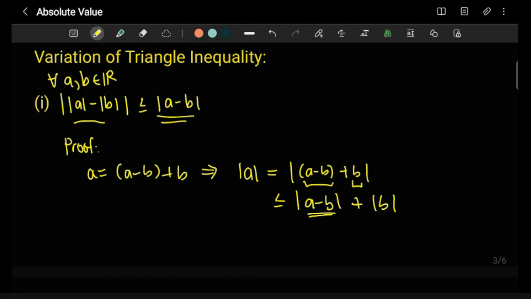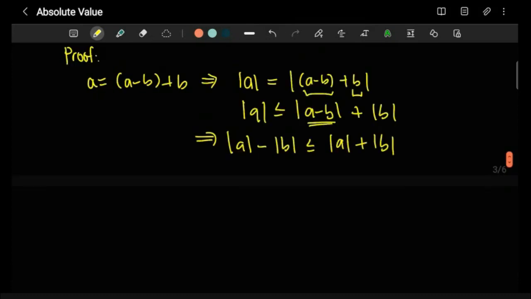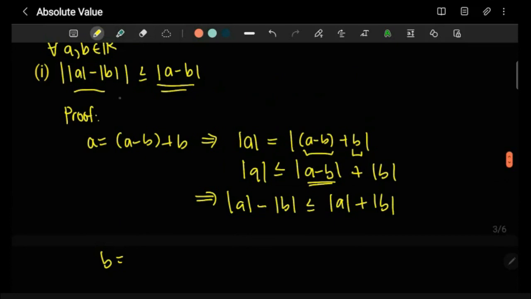Okay. So, pwede mo na i-transpose. So, meron ka na absolute value of A. Pwede mo na i-transpose yung B sa kabila. So, you have absolute value of A minus absolute value of B is less than or equal to absolute value of A plus absolute value of B. Sa B naman. So, B, at the moment, isa pa lang yung napoprove natin kasi ito may absolute value ito eh. Tama? Ito walang absolute value.